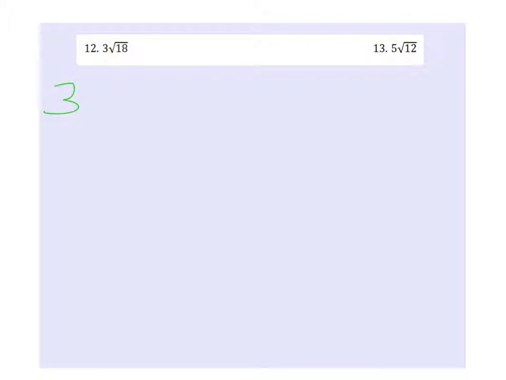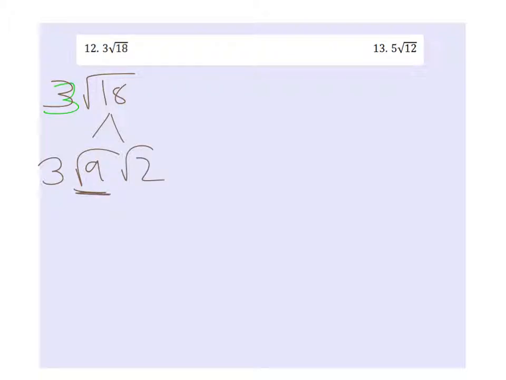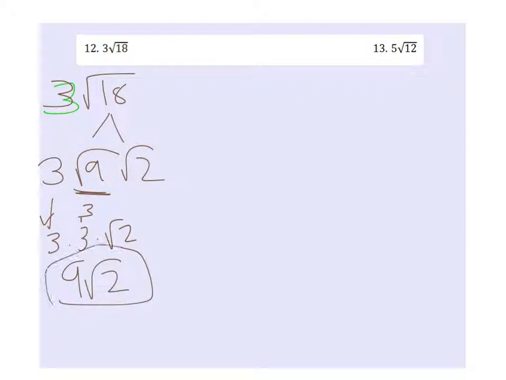You can't really see that very well. Let's switch it up. Let's go brown. Brown's fun. So 3 square root of 18. 18 can split into 9 and 2. Square root of 9 is just going to be 3. So that's going to be 3 from this one times 3 from here times square root of 2. There's my answer.